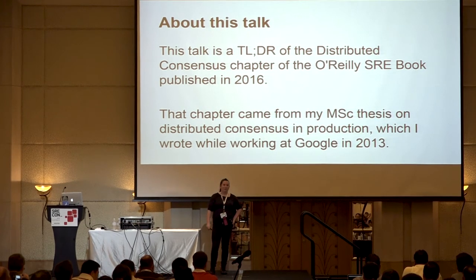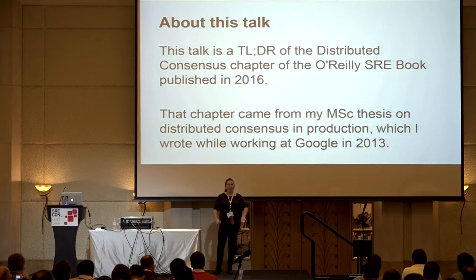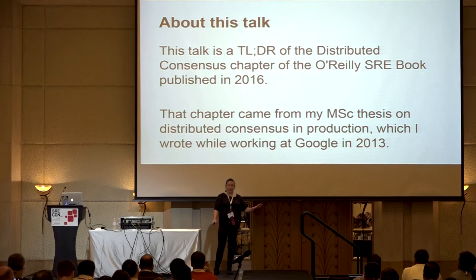So I joined Google, and I noticed that basically every single system that we ran, from our very, very largest systems that were controlling all our jobs and storing all our data, to our very, very smallest little piece of automation, every single one of our systems was using distributed consensus.